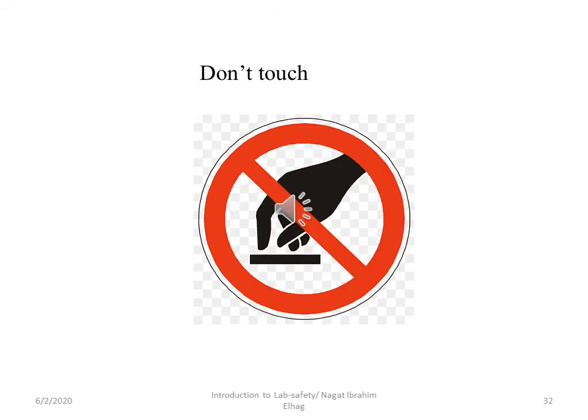Slide number 32, don't touch. When we find this sign, we should not touch the area, the sample, or the reagents. And when we follow the signs and the safe practices in the lab, we stay safe in the laboratory.